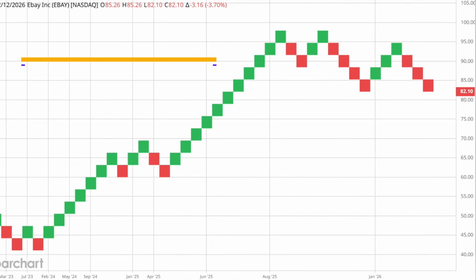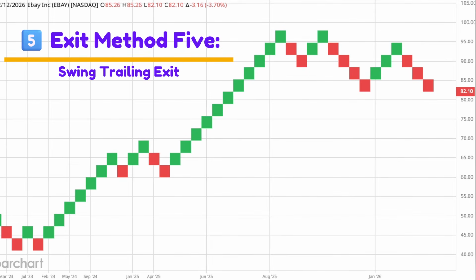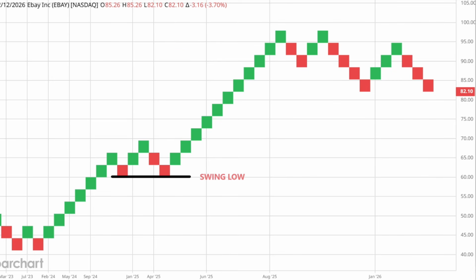Exit method 5. Swing trailing exit. This method trails behind new swing highs or swing lows instead of fixed bricks. It adapts to market structure and allows trends more room to develop. Compared to brick trailing, this approach usually keeps you in trades longer. Many swing traders prefer this because it balances protection with flexibility.